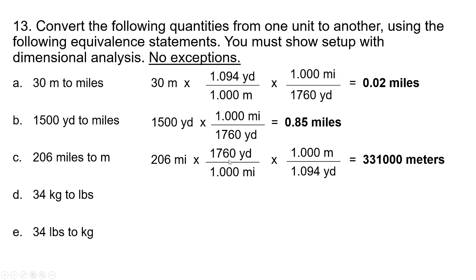For every 1 mile, that's 1,760 yards. So I'm going to multiply that, and then I'm going to divide that by 1.094. With 3 sig figs rounded, you should get 331,000 meters.